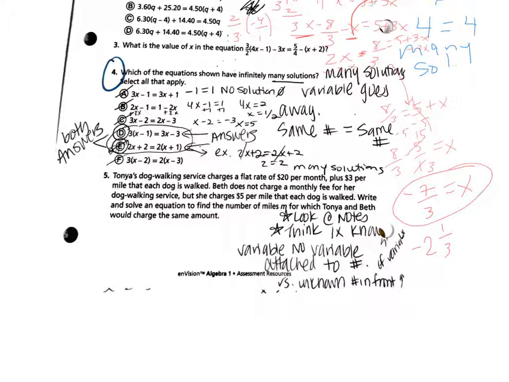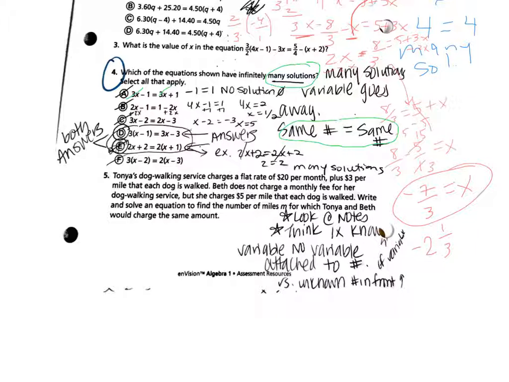So for number 4, it says many solutions. So I talked about this a second ago. When you're solving and your variable goes away and it's same number equals same number, that's many solutions. So for example, when I look at these, for A, the 3x's cancel. And since -1 equals 1, that would be no solution.